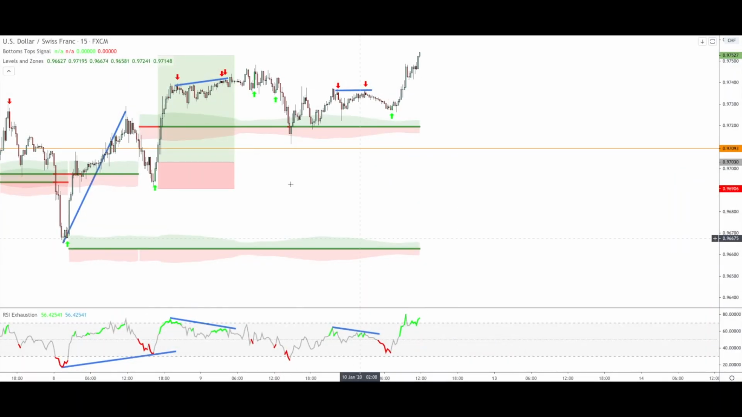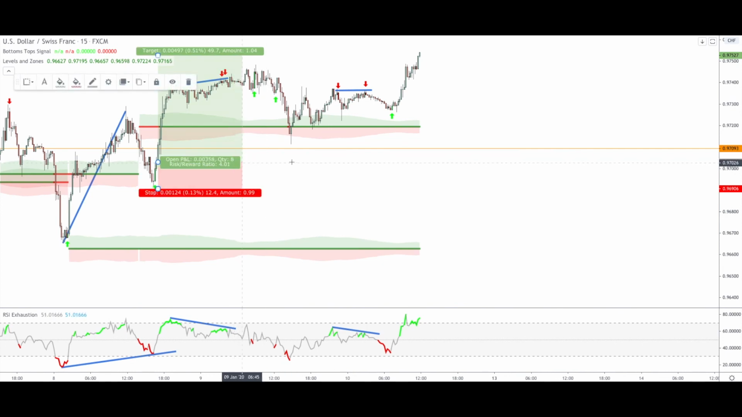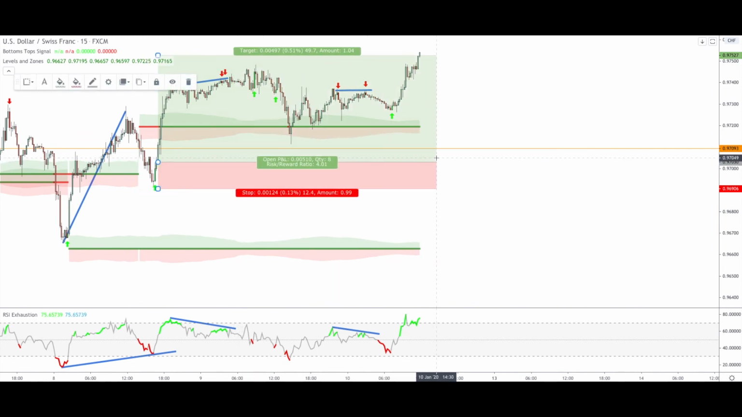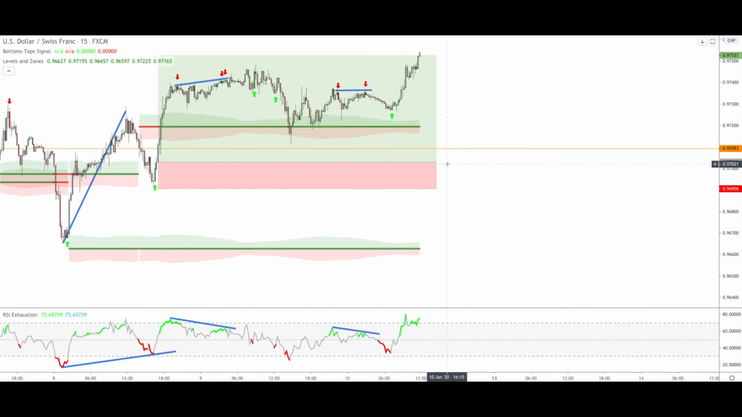We are now out of the trade with a profit, guys. So we made a 4x profit. As you can see here, I have extended this order area. So as you can see, the price just went past our target.